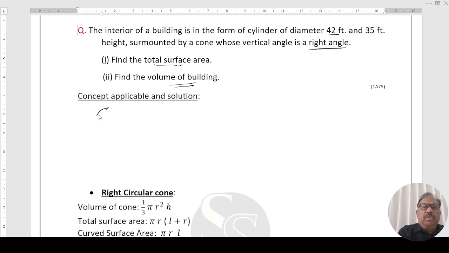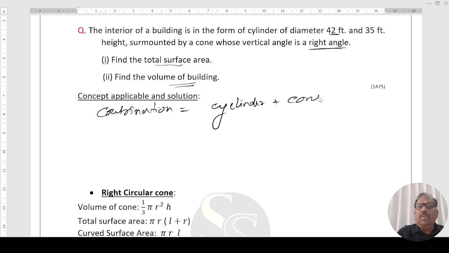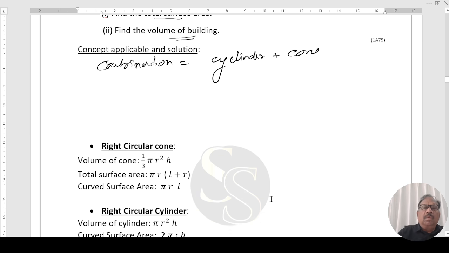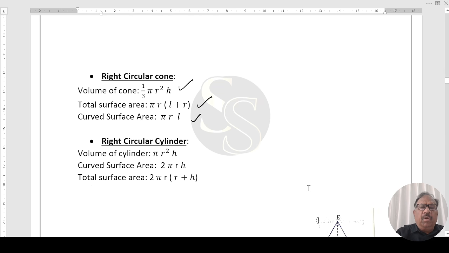It is a case of a combination of two figures, that is cylinder plus cone. Volume of cone is 1 by 3 pi r square h, total surface area pi r l plus r, and curved surface area pi r l. Volume of cylinder pi r square h, curved surface area 2 pi r h, total surface area 2 pi r into r plus h.